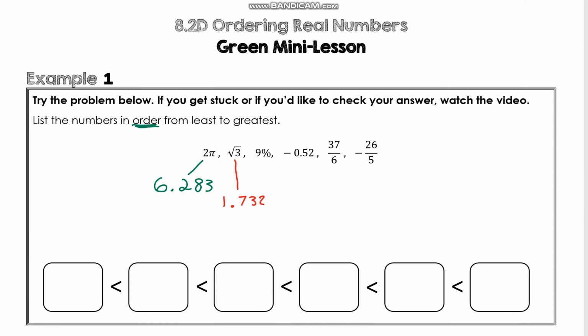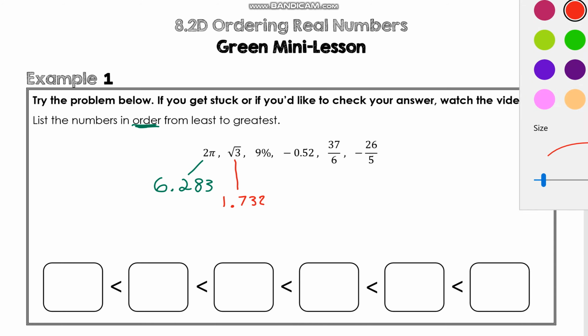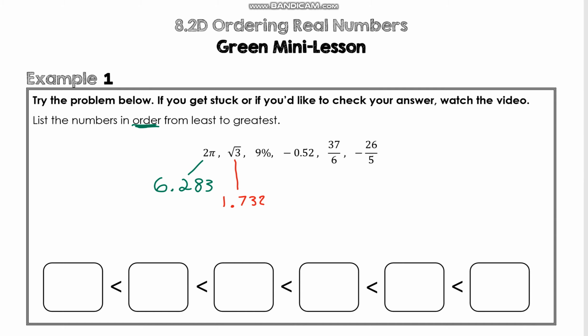All right, and how about 9%? How do you write 9% as a decimal? What does percent mean? Divide by 100. Can you tell me what 9 divided by 100 is? It's 0.09. Can you tell me what negative 0.52 is as a decimal? That's a trick question. It is a decimal. We're done.